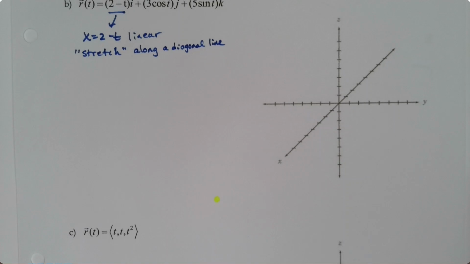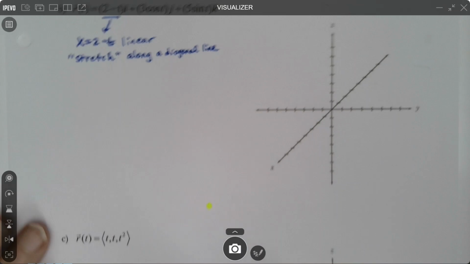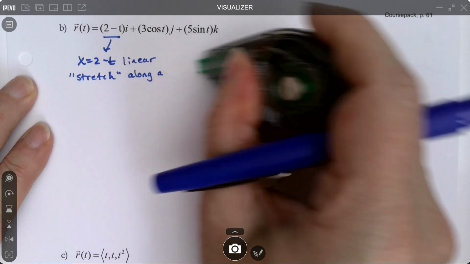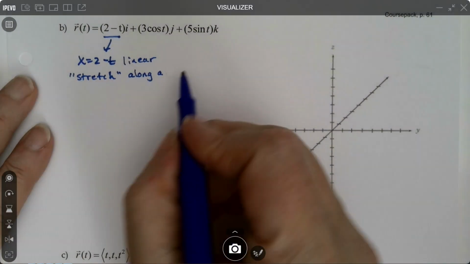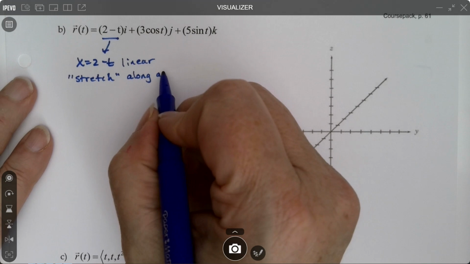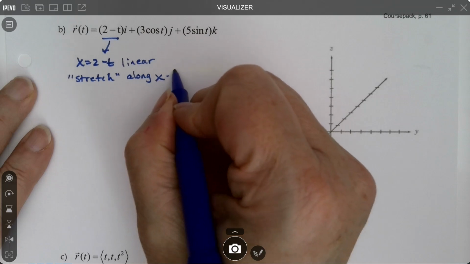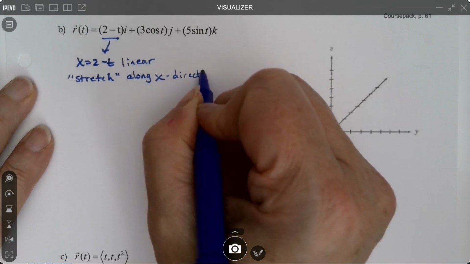Again, we do most of this with computer programs. We don't do this by hand. Actually, I don't know what I'm thinking. It's not the diagonal line. Let me just say it this way. It's in the negative t direction for x. So let's just say stretch along the x direction. Let's just leave it at that. We don't need to get more specific than that.